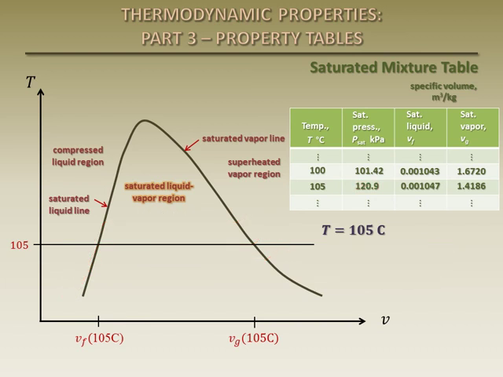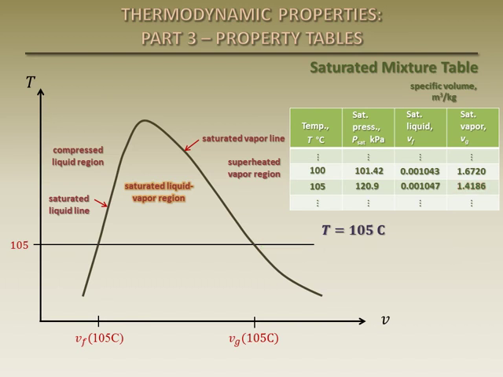Now suppose that we know the temperature and the specific volume. If the specific volume is less than that of a saturated liquid at the given temperature, then it lies to the left of the saturated liquid line, in the compressed liquid region. Similarly, if the specific volume is greater than that of a saturated vapor at the given temperature, then it lies to the right of the saturated vapor line in the superheated vapor region.